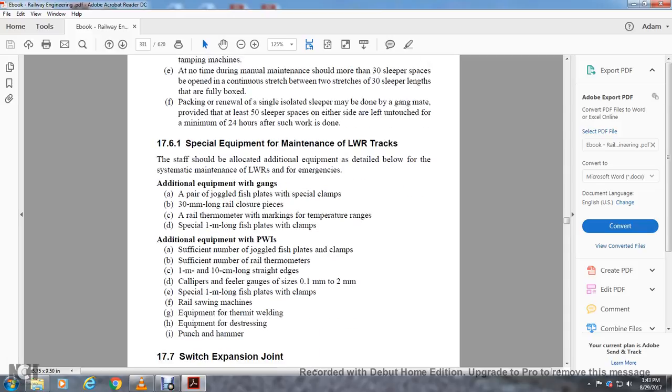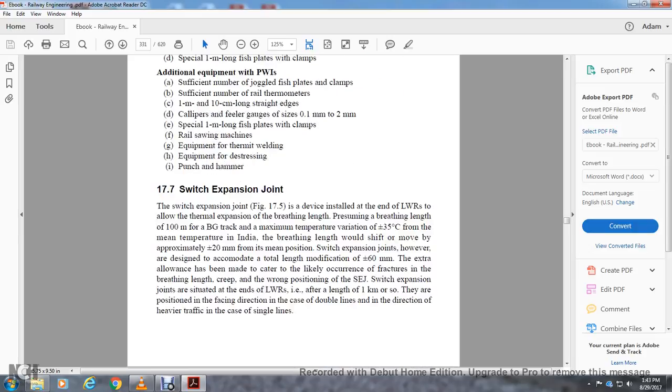Additional equipment for the PWIs or protection inspectors: a sufficient number of jogged fish plate clamps, a sufficient number of rail thermometers, a 1 meter long straight edge, a caliper, a feeler gauge of 1 mm to 2 mm, special 1 meter long fish plates with clamps, rail sawing machines, thermite welding equipment, destressing equipment, a punch, and a hammer.